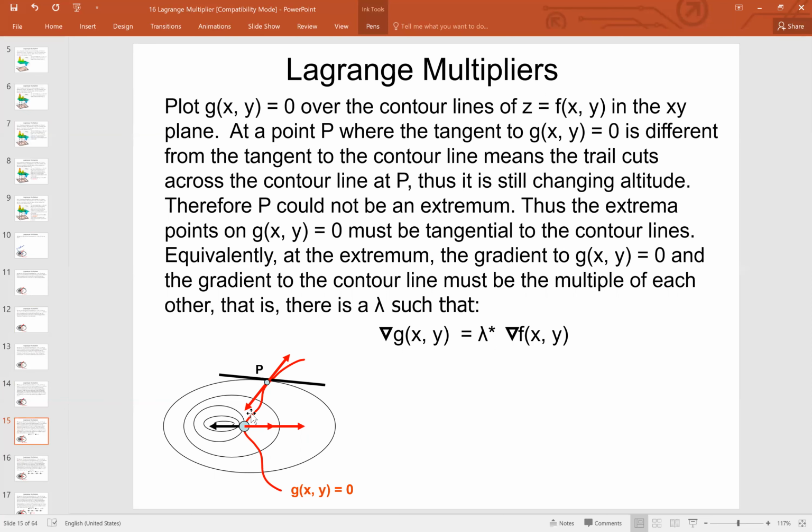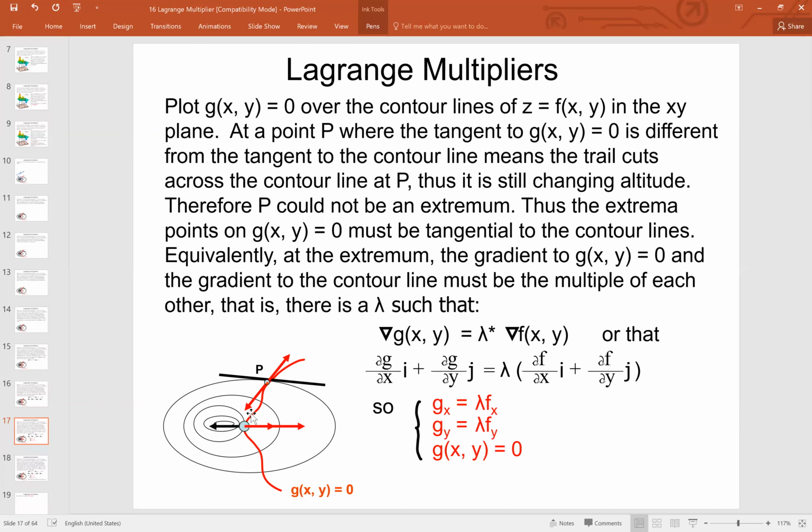Which means the following: they have the same gradient, so the gradients point in the same direction. In other words, one gradient is a multiple of the other gradient. So in terms of partial derivatives, the partial derivative in x must be the same up to a lambda multiple. Again, the lambda is a fixed constant, so that lambda must work for both partial x and partial y.